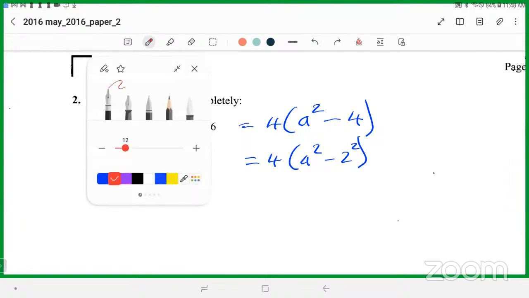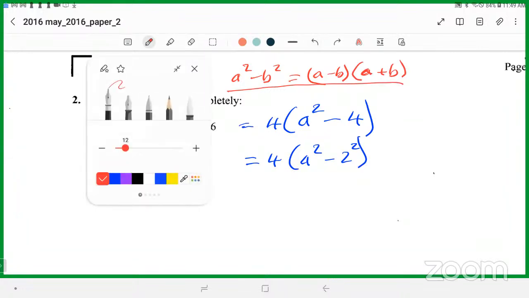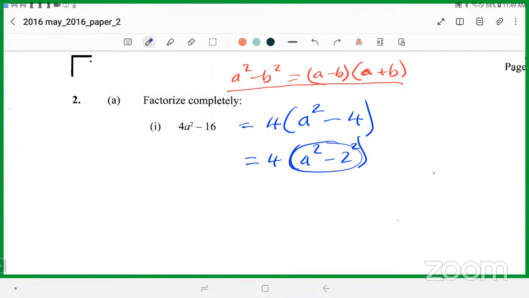Let's remind ourselves of what the rule is. If it is a squared minus b squared, then that factorizes into a minus b times a plus b. That's the difference of 2 squares rule that we're using here. So we're going to have the difference of these two numbers and the sum, after we drop the square. So it becomes 4 into a minus 2, a plus 2. And that is the answer right there.